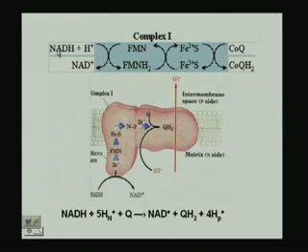So, we have basically an overall reaction. This is actually what you need to know. NADH plus 5 protons from the matrix side plus Q forming NAD plus, QH2 plus 4 protons in the intermembrane space. Okay. So, this is our final reaction for complex 1, and remember that complex 1 has this whole enzyme that is an oxidant.